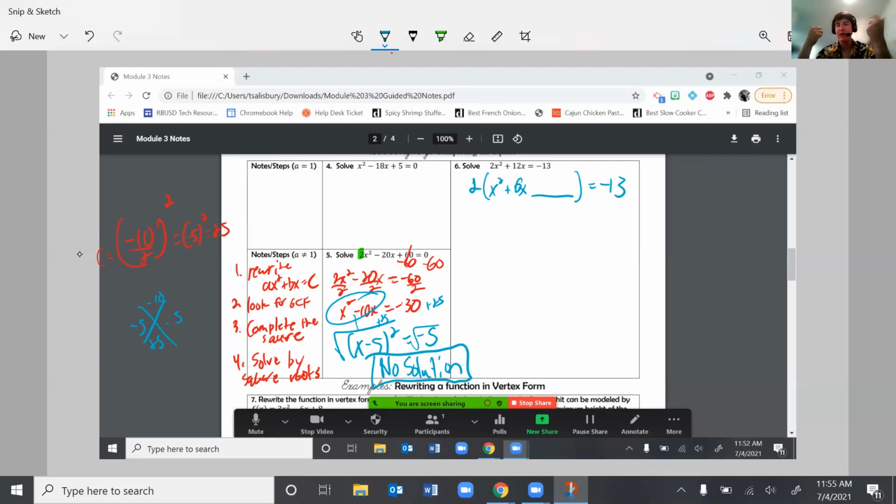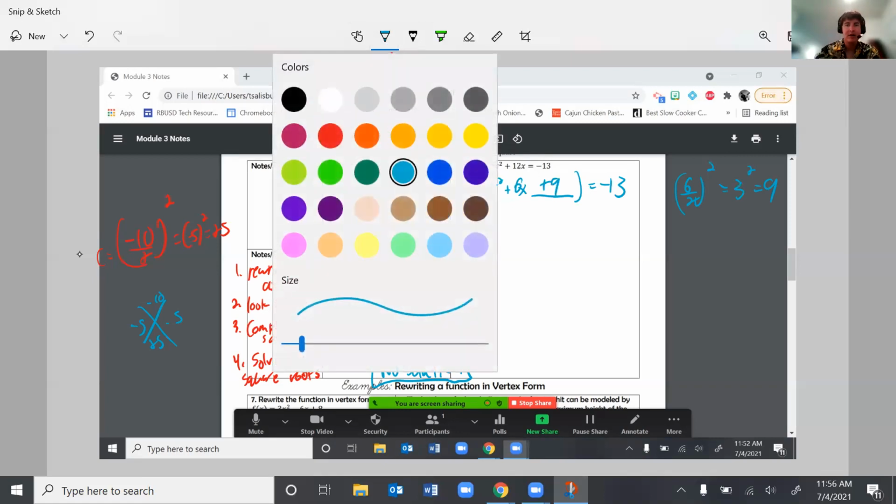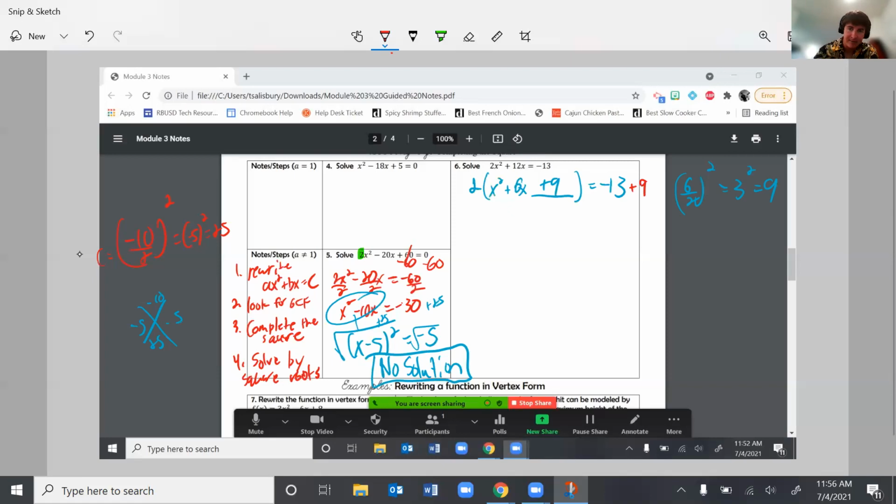So I'll still do half of b and square it. So I'll do 6 over 2 squared. So 3 squared, which is 9. So I'm going to add 9 on both sides, except on this right side, I'm not just adding 9. I have to think about if I distribute that 2 back across. That would actually be adding 18. That's the only extra step that we have here.